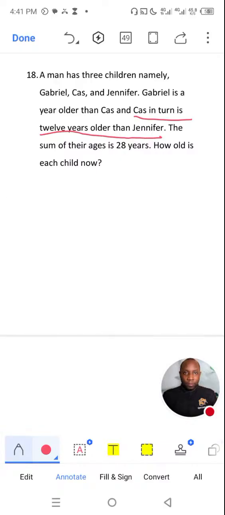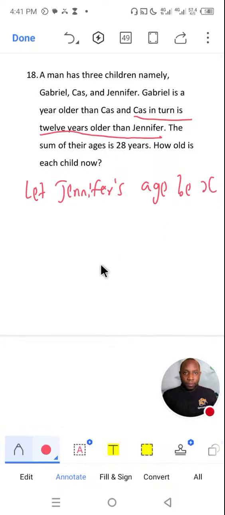Do you know what I'm going to do? I'm going to say let Jennifer's age be X. You see, you start from Jennifer. Are you seeing that? So if Jennifer's age is X, what do you think will now be Cass's age? Cass in turn is 12 years older. So for Cass's age, he's going to be 12 years older. What does that mean? That will be X plus 12.